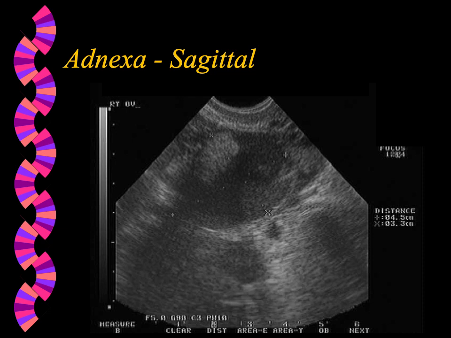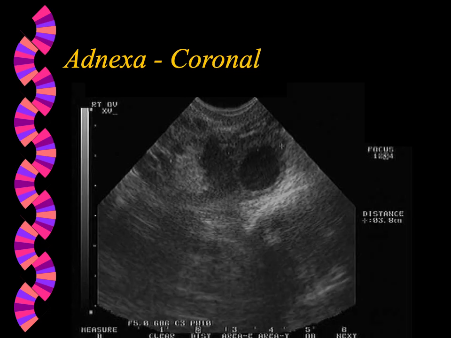When we take our 90-degree counterclockwise turn and look at this in the coronal plane, we can still see some bright areas, and we can see the black circle, which is a follicle. And this turned out to be a dermoid cyst, also called a cystic teratoma, and these are derived from all 3 dermal layers.